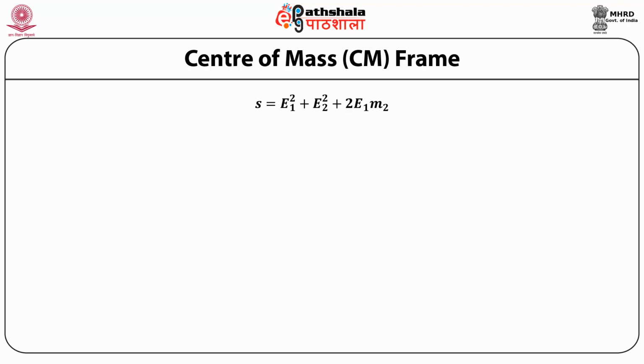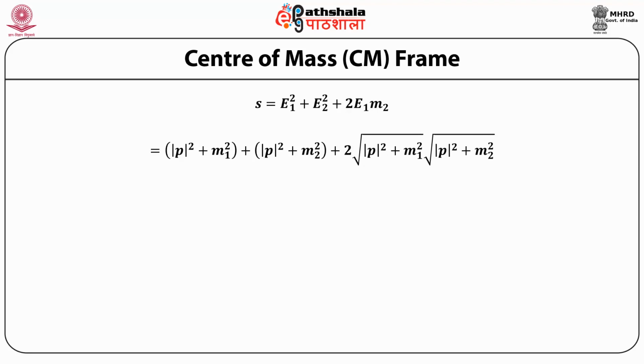Thus S is equal to (E1 plus E2) square, which is equal to square root of (modulus P square plus M1 square) plus square root of (modulus P square plus M2 square), whole square, where modulus of P is equal to square root of lambda, which is a function of (S, M1 square, M2 square), divided by 2 times square root of S. Modulus of P prime is equal to square root of lambda, which is a function of (S, M3 square, M4 square), divided by 2 times square root of S.